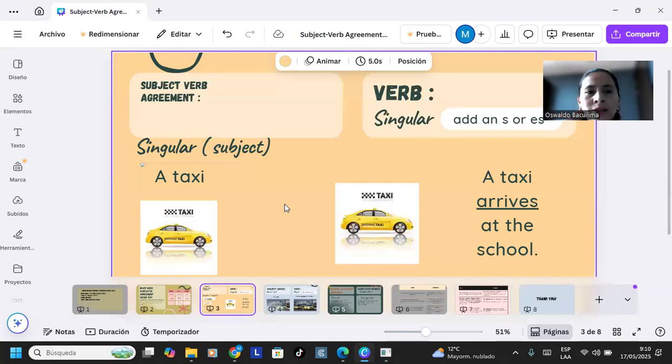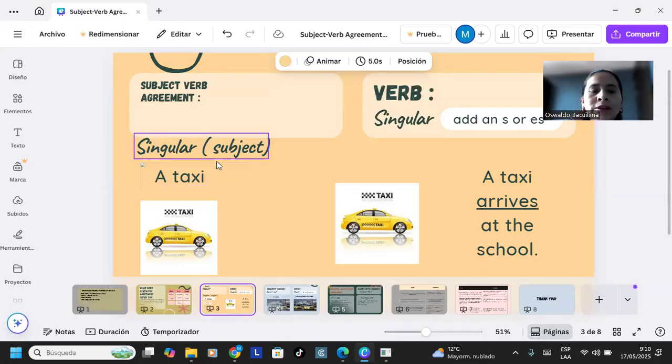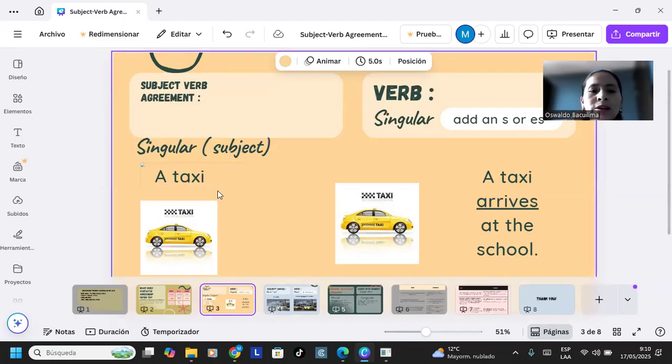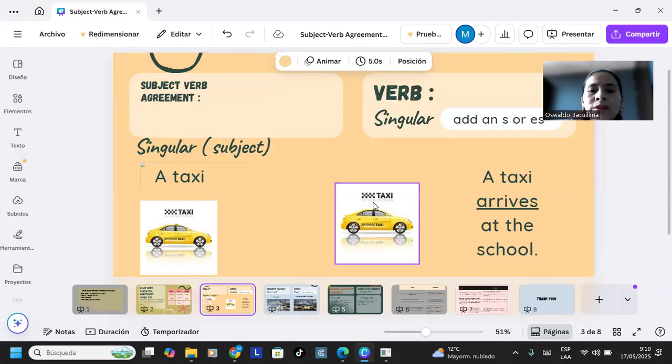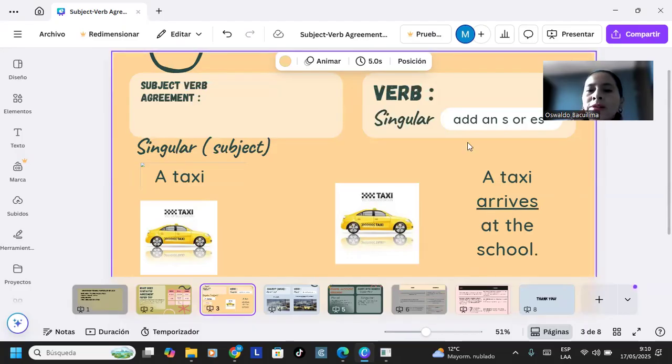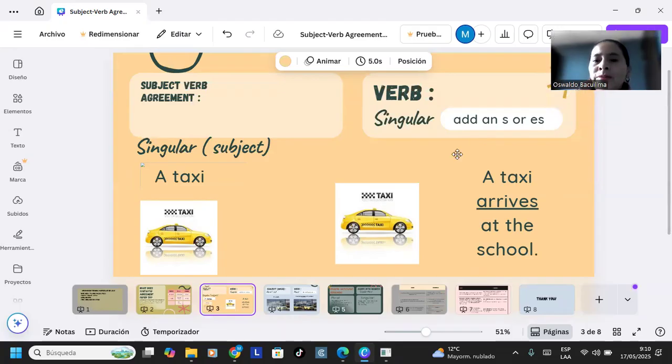As we can see here, I put one example. This is a singular subject, so it has to concord with the verb. As is common in the singular verb, we add s. So Ataisi arrives at the school. So we add the letter s at it.